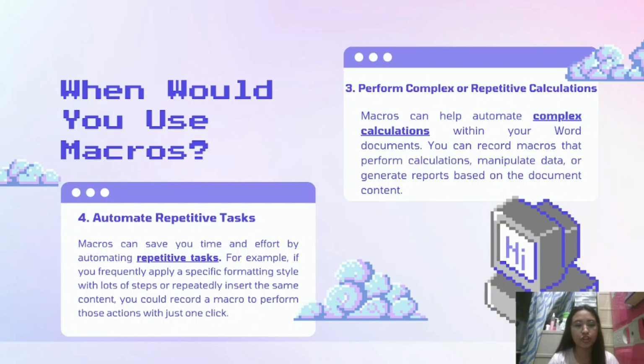So, number 4, automate repetitive tasks. Macros can save you time and effort by automating repetitive tasks. So, sa mga gawain na paulit-ulit, tulad ng pag-aayos ng format or pag-i-insert ng pare-parehong content sa document natin, malaking tulong yung macros. Imbes na ulit-ulitin natin yung bawat steps, sa isang pindot lang gamit ang macros is automatic niya nang magagawa yun. So, sa ganitong paraan, mas mapapadali yung work natin, mas mapapabilis matapos yung work natin, lalo na kung maraming documents tayong gagawin.